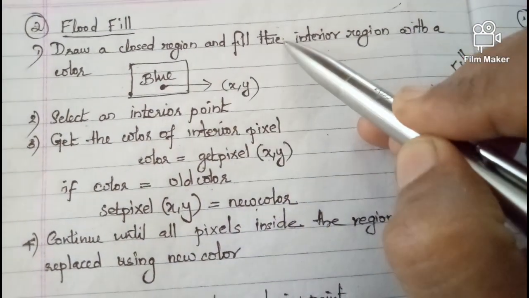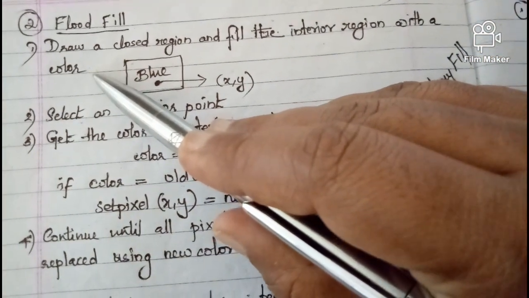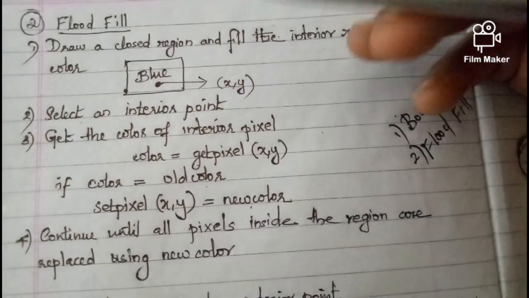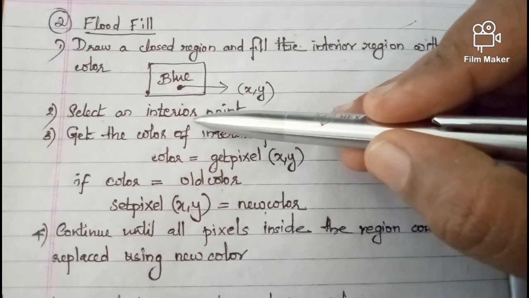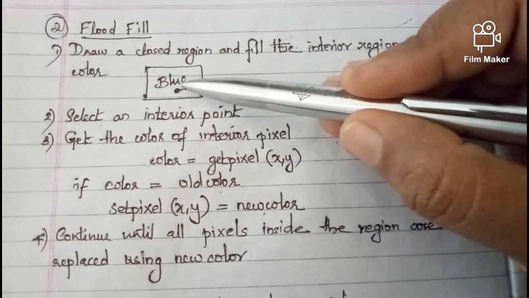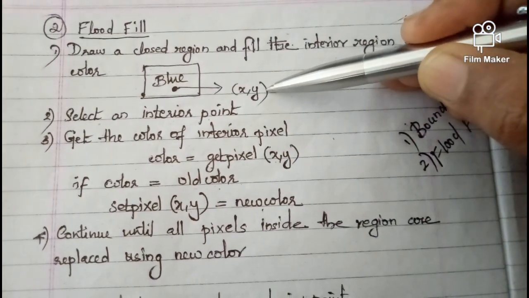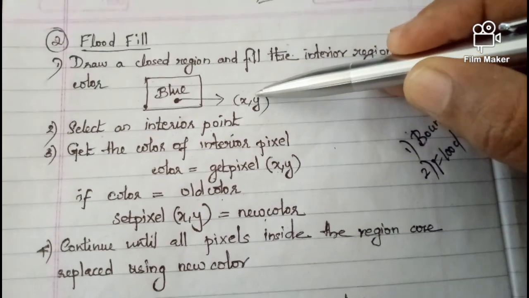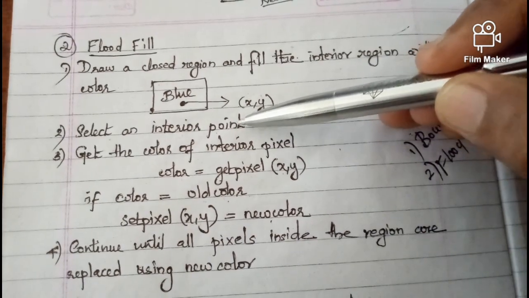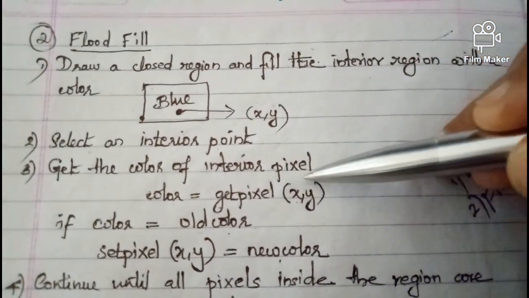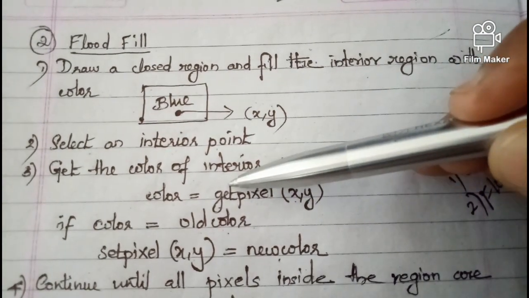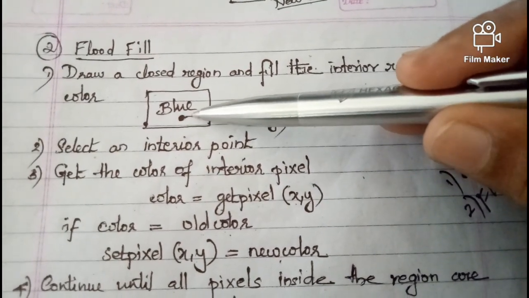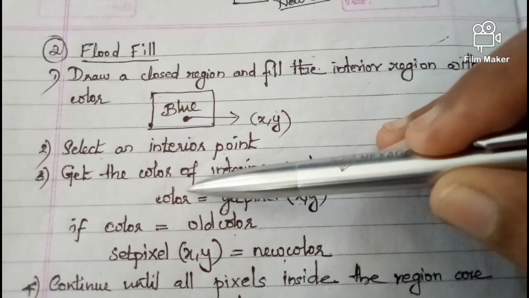Once the figure is drawn and the interior regions are colored using some old color, we have to select an interior point, just as we selected it for the boundary fill algorithm. Now this is an interior point which lies exactly inside the closed region, and it is represented by x, y, because that selected point belongs to a particular column and a particular row. Once a pixel is selected, using the getPixel(x, y) function, we can find the color of the pixel x, y, and the color of the pixel is stored in the variable color.